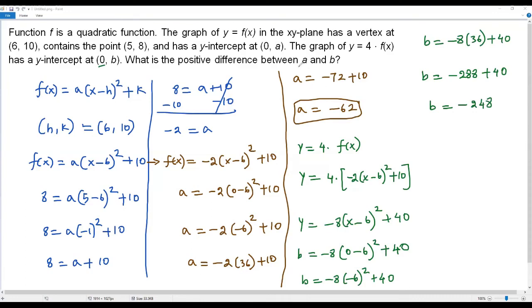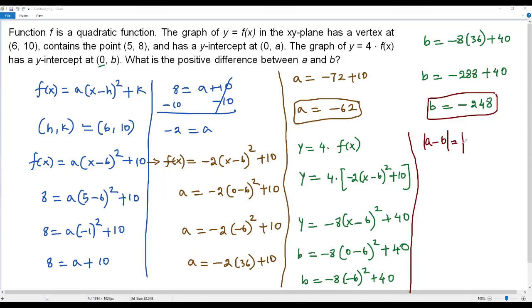So now I have the value of a and the value of b. The value of a, I already got, is negative 62. Now I got the value of b, that is negative 248. So now my aim is to find the positive difference between a and b. Since I have to find the positive difference, first let me find the difference between a and b. For that I have to do subtraction between a and b. Since I need positive difference, I have to take the absolute sign for this one. Even if the value of a minus b is negative, it will become positive because of the absolute sign, because I need positive difference.